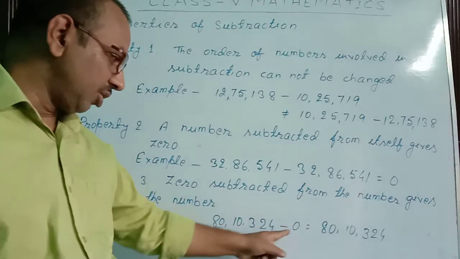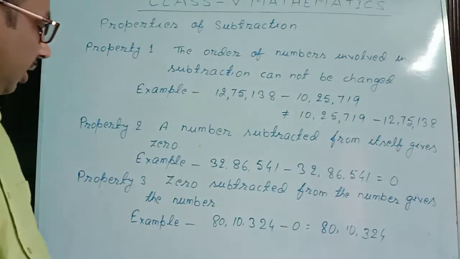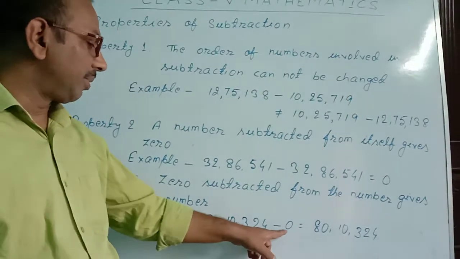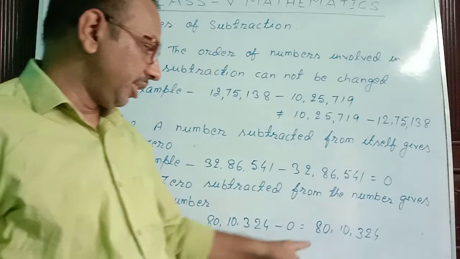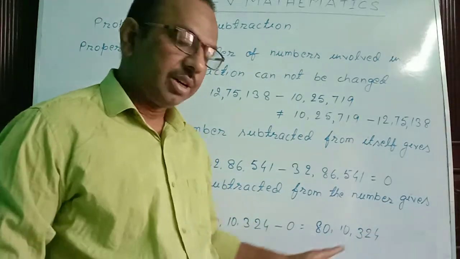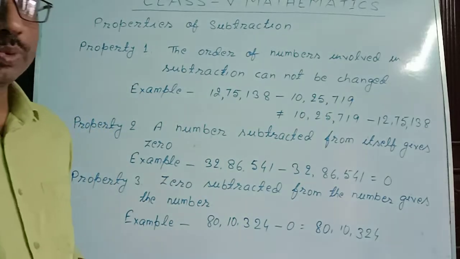If we subtract 0 from any number, the result will be that number. In this example, I have subtracted 0 from 80,10,324. The result is 80,10,324, meaning this number. These were three properties. One more property is left.